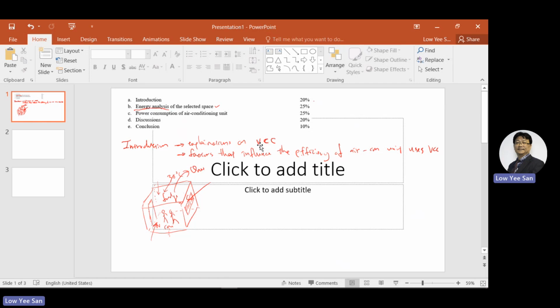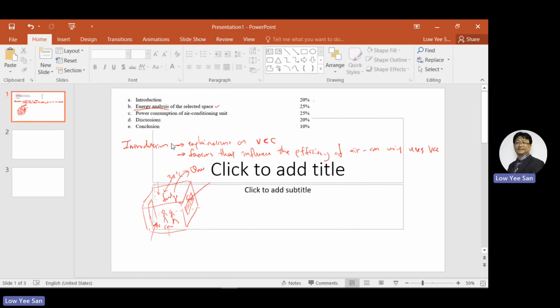But for now, you can start on the VCC. Learn how to calculate the power consumption of the VCC. When you calculate the power consumption, along the way you'll be able to tell the heat transfer rate and things like that. Then you should be able to calculate other things.